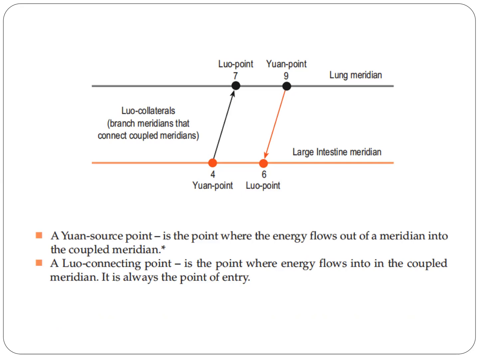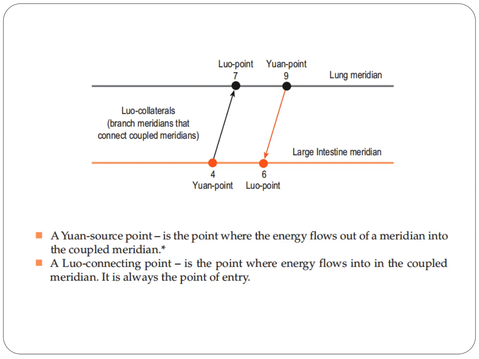So yuan point to luo point, because we consider the luo point as the entry point, while the yuan source point is the point where the energy flows out of a meridian going into the coupled meridian. Okay, so for the lung meridian, we have the yuan point lung 9, which will flow out into the luo point in large intestine 6.